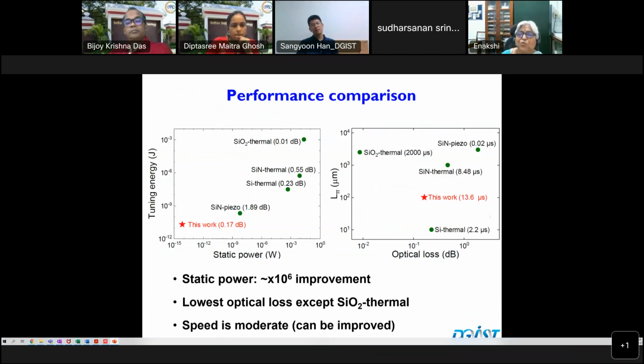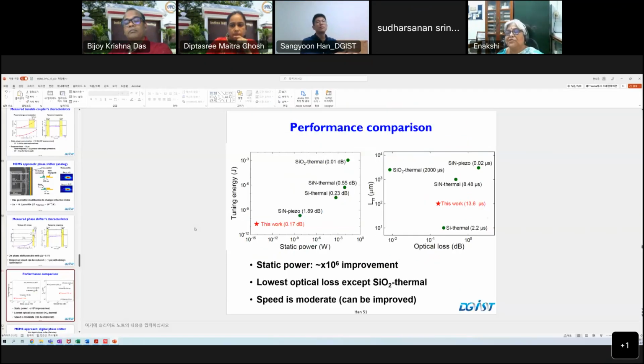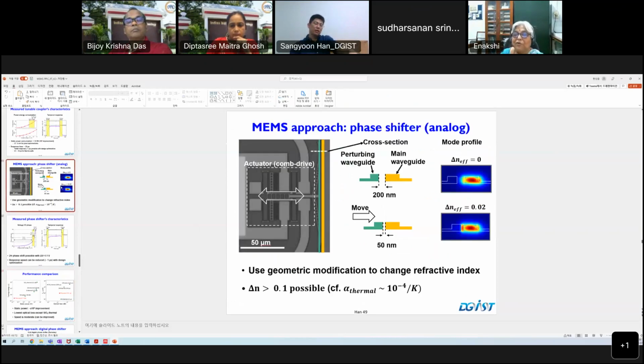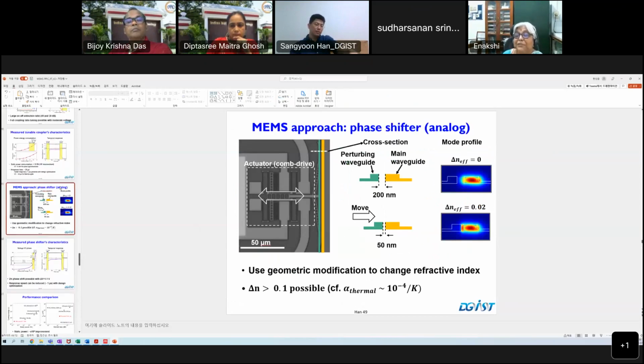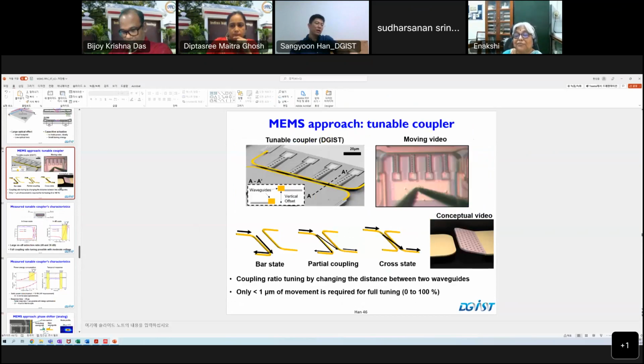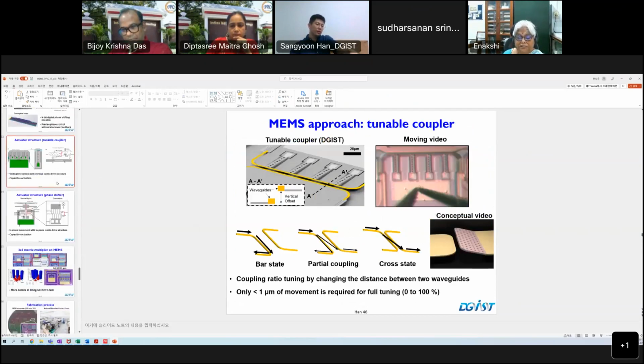Okay, there are a few more questions in chat, not in Q&A. Let me open that. How many extra fabrication steps are required? That's the same question. And what is the gap between MEMS electrodes for your targeted 1 micron deformation? Actually, I wanted to ask that too. What is the gap between the electrodes for 1 micron deformation?